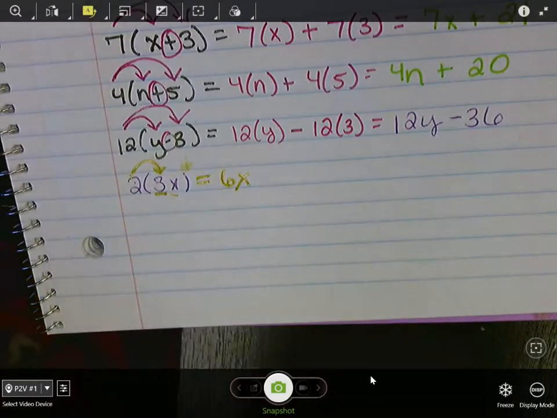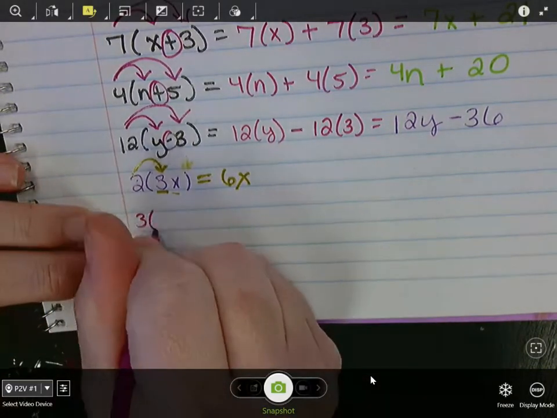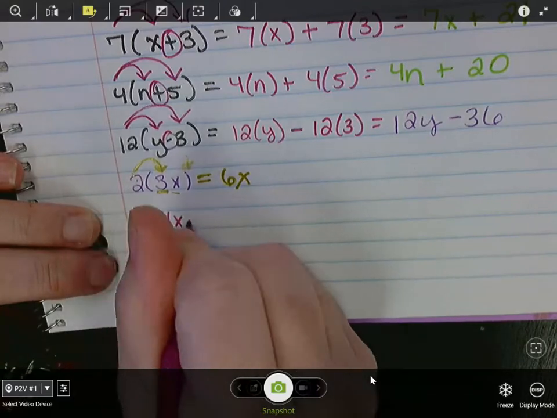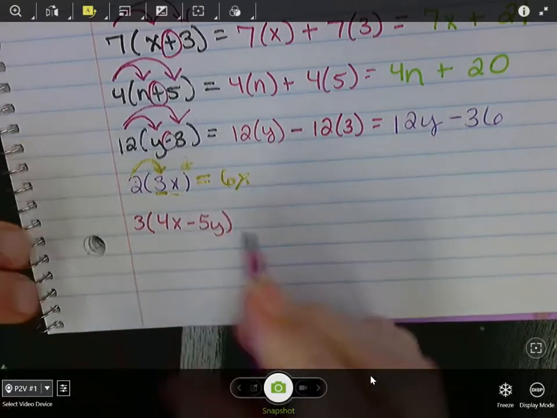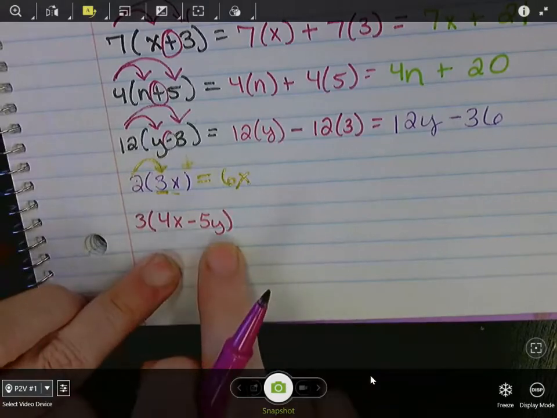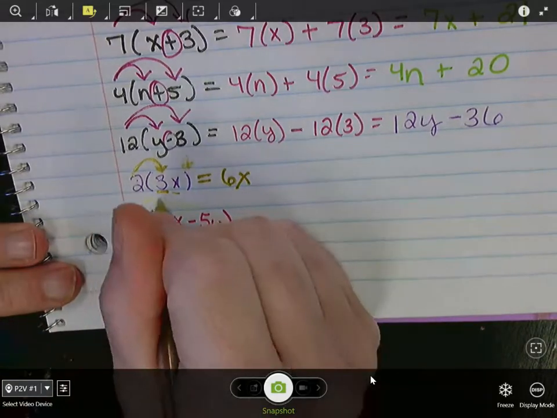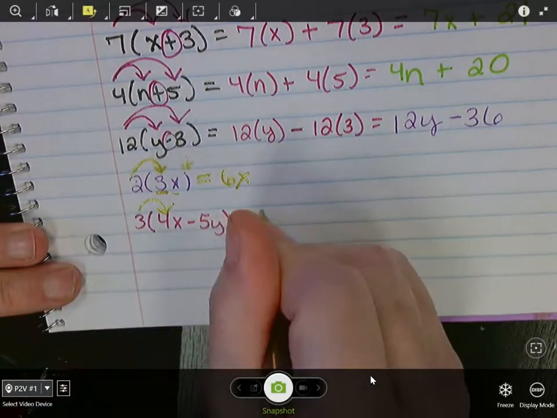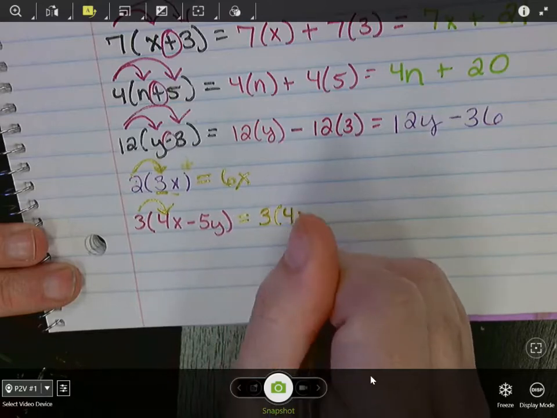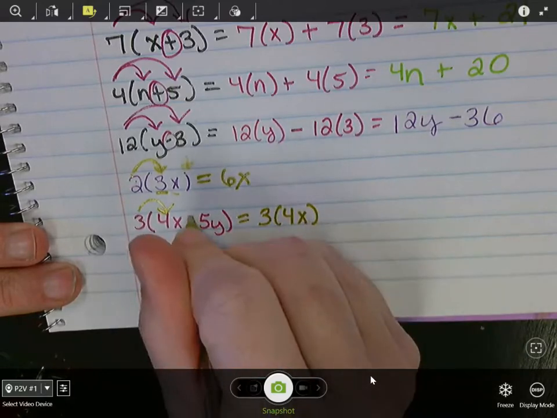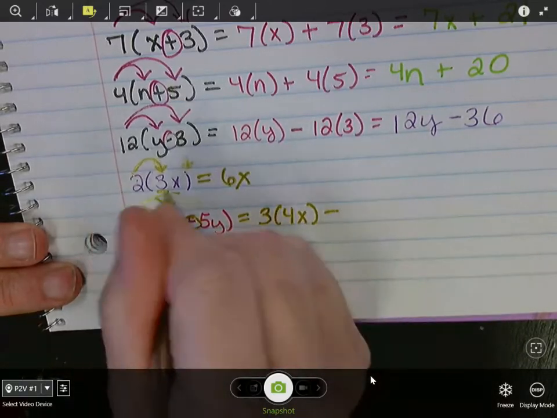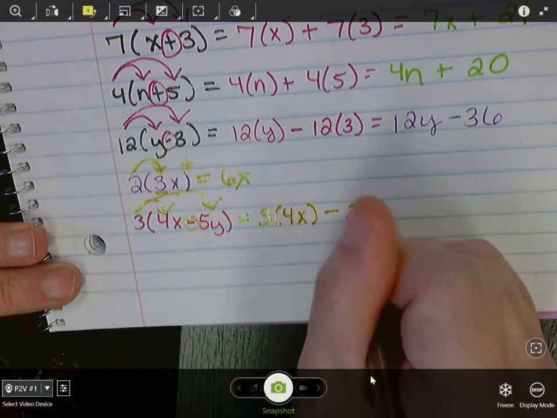Okay. So here's one that would look like 2 terms. If you had 3 times 4x minus 5y. Okay. This one has 2 terms. So you're going to have to distribute it and multiply it twice. So first, you would do 3 times 4x. Then minus 3 times 5y.